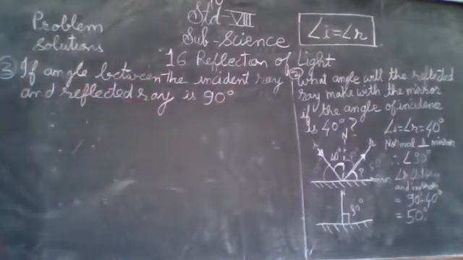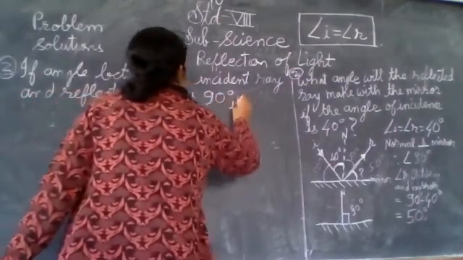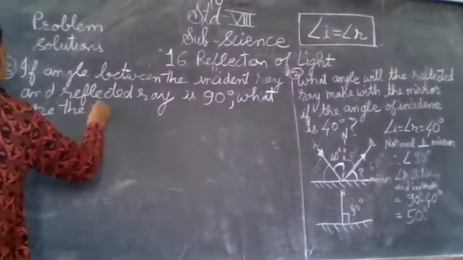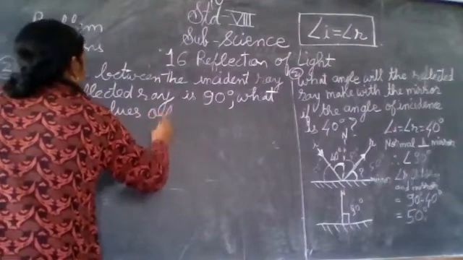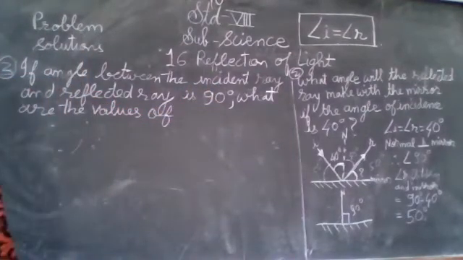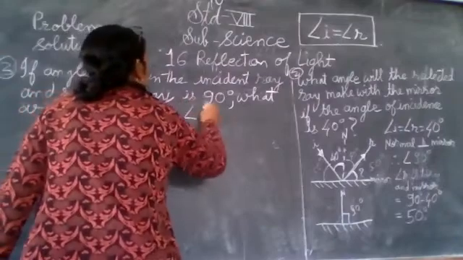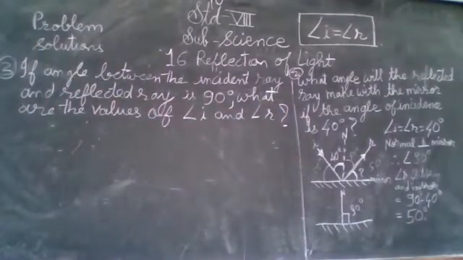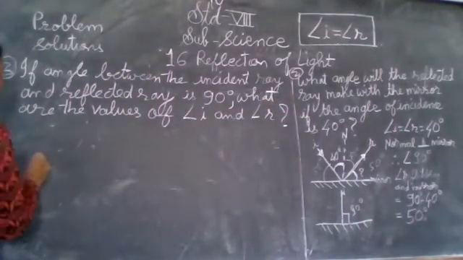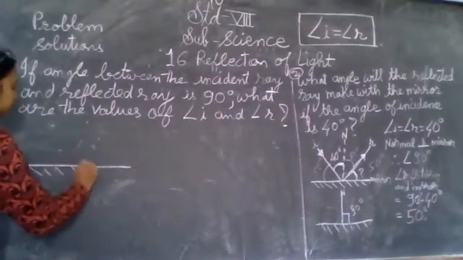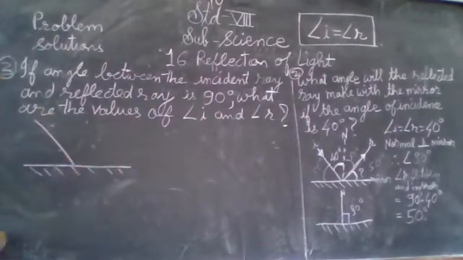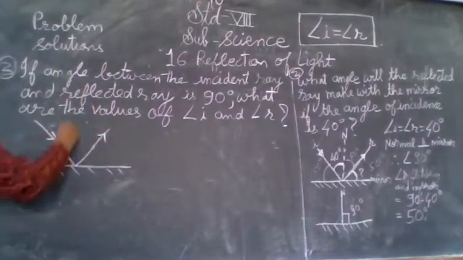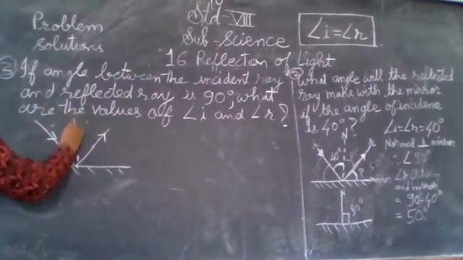Okay. What is being asked? What are the values of the angle of incidence and angle of reflection? These two things you have to find out. So very simple. Again, you can draw a mirror, the incident ray at the point of incidence, the reflected ray moving away from the mirror, and the normal.